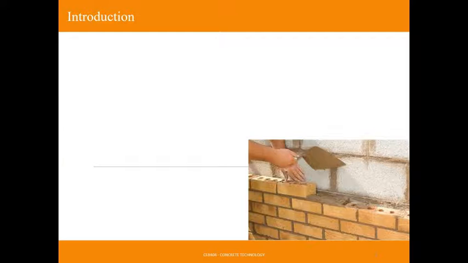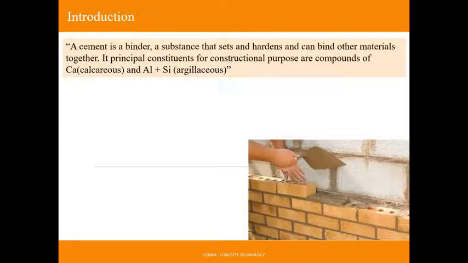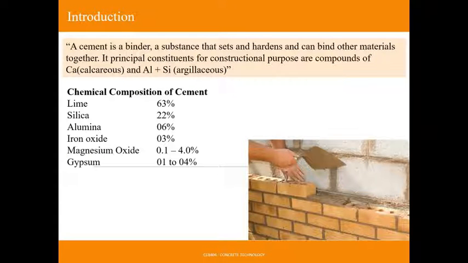First one is cement. Cement is a binder material which sets and hardens and can bind other materials together. The principal constituents of the cement are calcareous and argillaceous compounds. The chemical composition of the cement consists of lime, silica, alumina, iron oxide, magnesium oxide and gypsum. Lime, silica and alumina are responsible for the strength of the cement, whereas the iron oxide is responsible for the color of the cement. Gypsum helps in preventing the quick setting of cement.